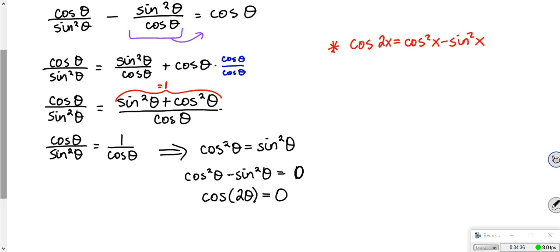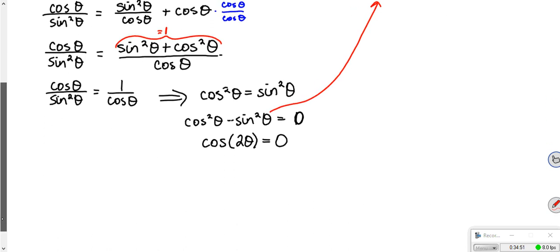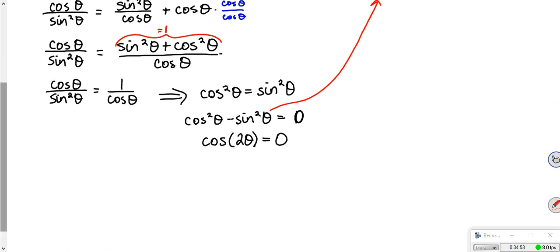Okay, so that's what I did there. Substitute in the cosine 2 theta. Now, that means that we've got a couple of choices here.